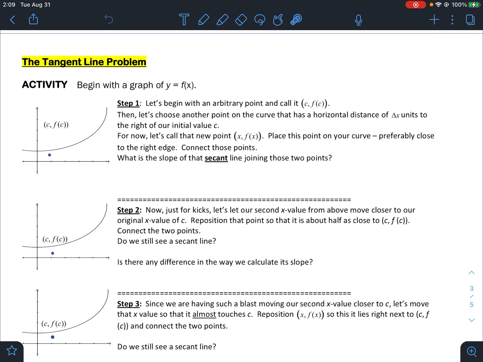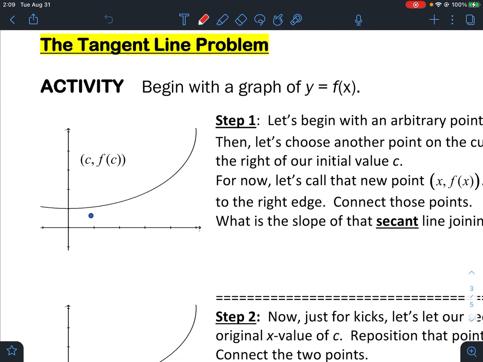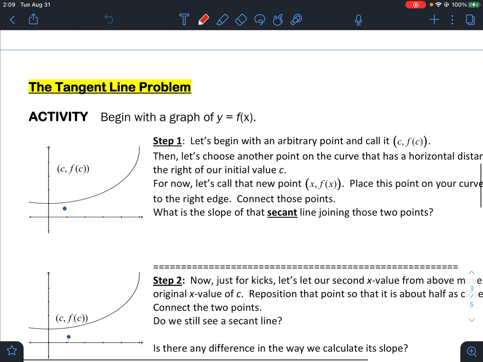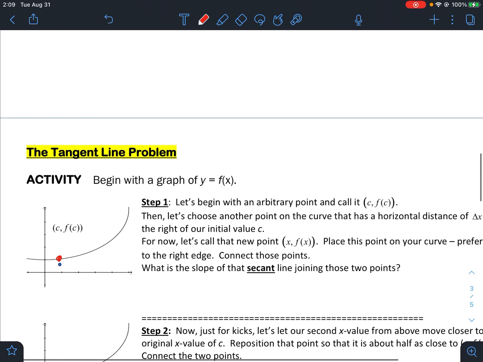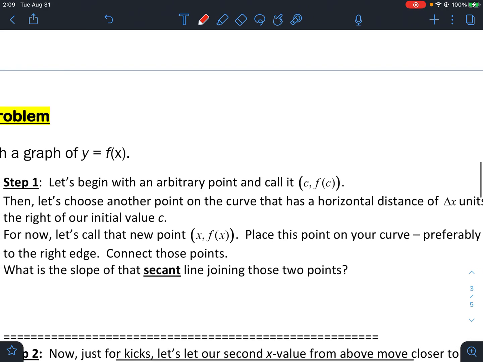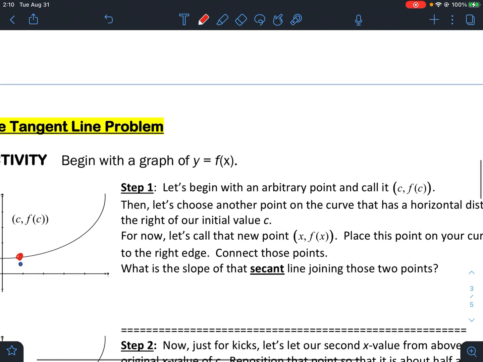So in the first week of school, we talked about the tangent line problem and how basically the tangent line problem sums up the first half of calculus AB. So we're going to start with a graph y equals f of x, any graph. Here we have a graph of f of x, okay? We're going to pick a random point and we're going to call it c comma f of c. So that point would be right there. Then we're going to choose another point in the curve that has a horizontal distance of delta x units to the right of our initial value.